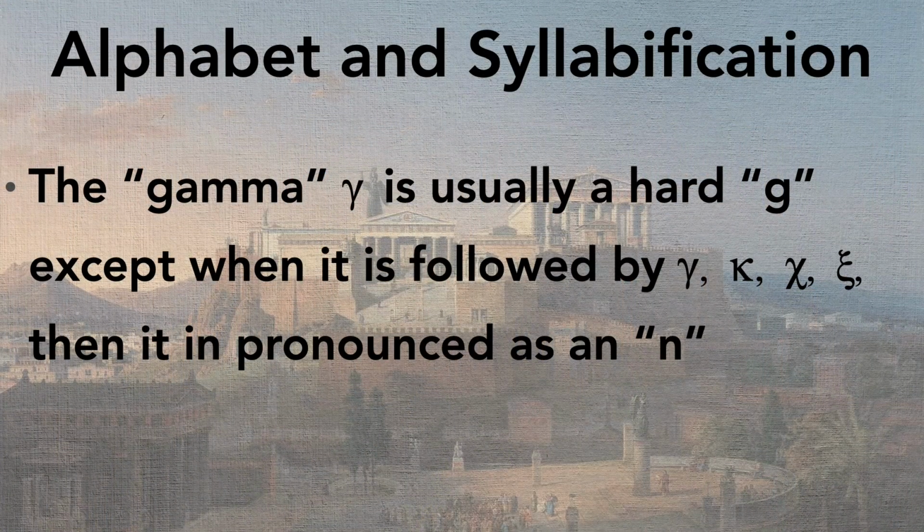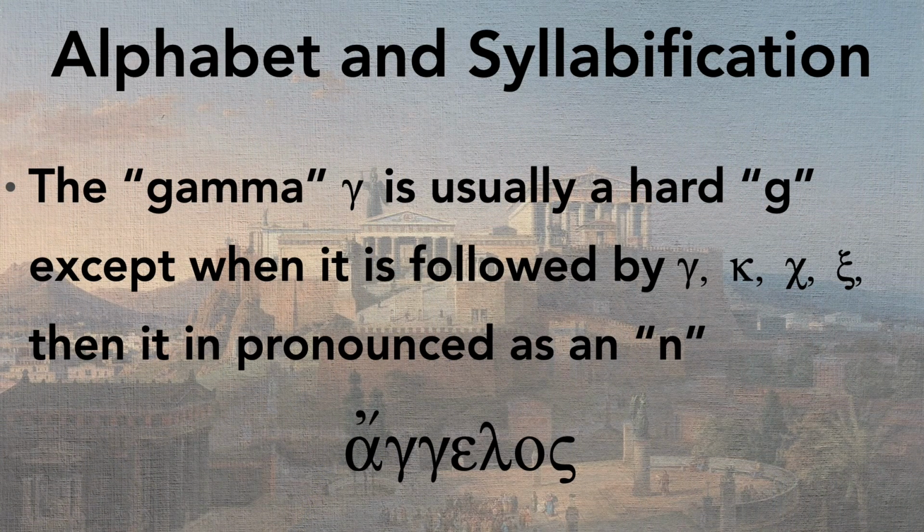But if gamma is followed by one of these other letters, gamma, kappa, chi, or Xi, so like for instance, if we have two gammas right next to each other, I'm going to show you an example of this in a second, then that first one there is going to be pronounced as an N sound, like a nu almost. So the famous place this shows up is the word angelos. Notice we have gamma gamma, so it looks like it would be agalos or something.